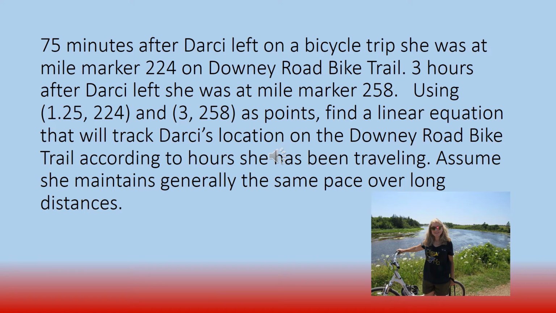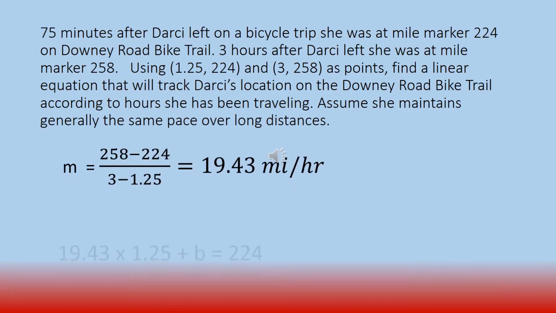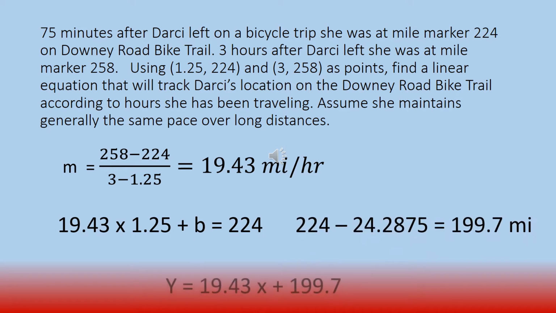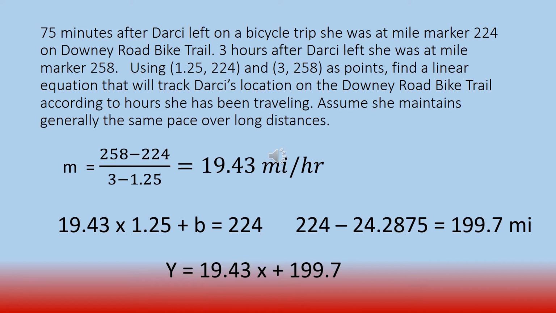75 minutes is 1 hour and 15 minutes, so it's 1.25 hours. Let us first find the slope of our line. So our y-coordinates are the mile markers, 258 and 224. So finding their difference is the numerator of my slope, and the hours are 3 and 1.25. Those are the x-coordinates of my points, so their difference will be the denominator of my slope.